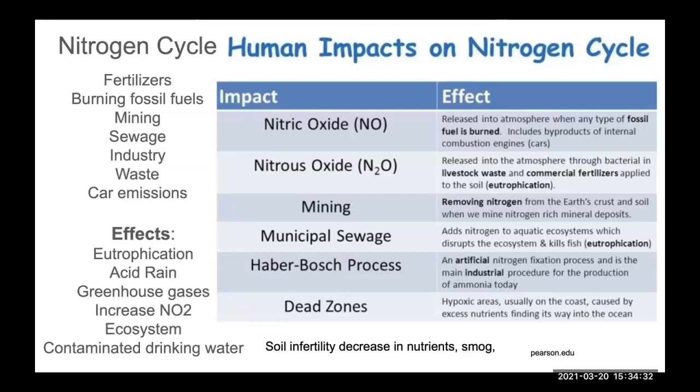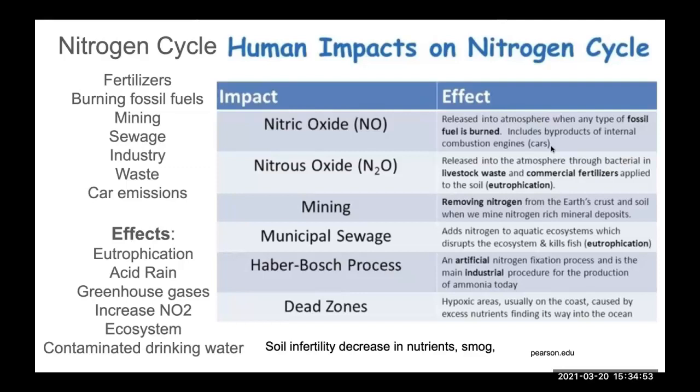This is all in addition to soil infertility, which means we can't grow plants, so we can't have autotrophs that we need to make more oxygen for the atmosphere, as well as food. It's a part of the food web. It decreases the nutrients and it increases smog.